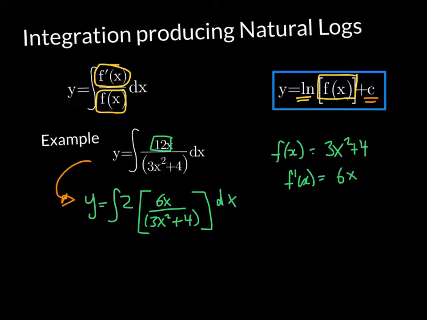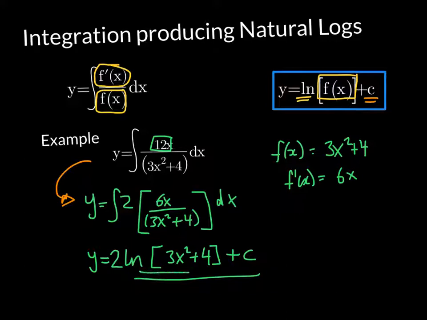We can then use these rules to integrate, so we can say that y is then going to be equal to the natural log of the thing on the bottom line, which is 3x squared plus 4, and then we have our 2 at the front, and that's just a constant, it stays the same, and then we have our constant of integration as well. So that's the final answer to that example problem.